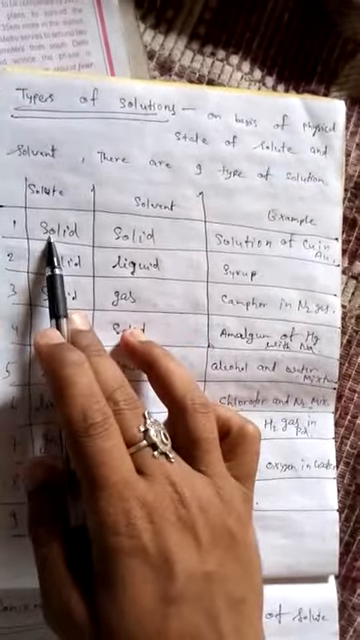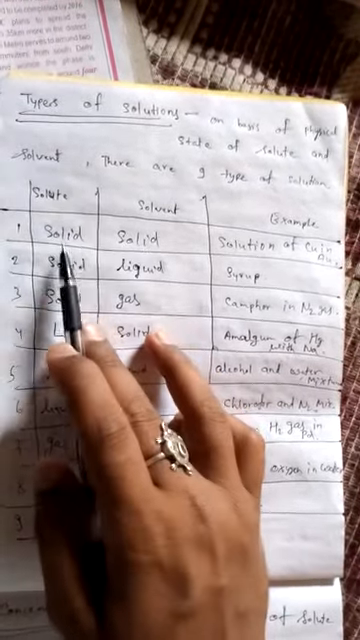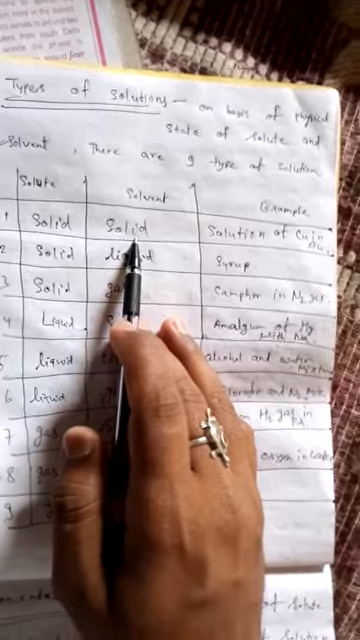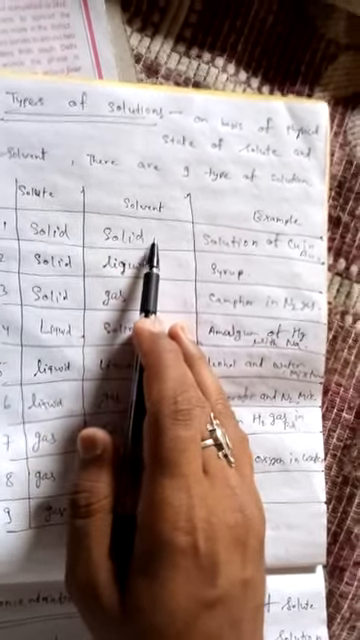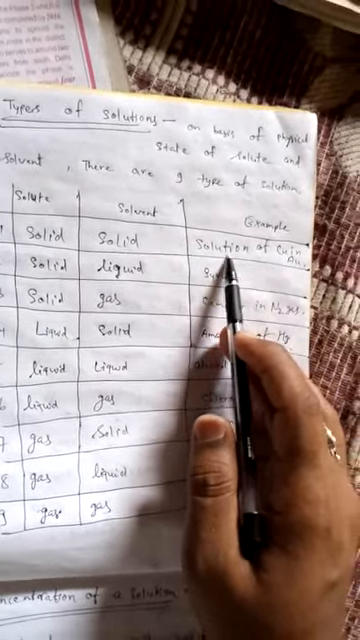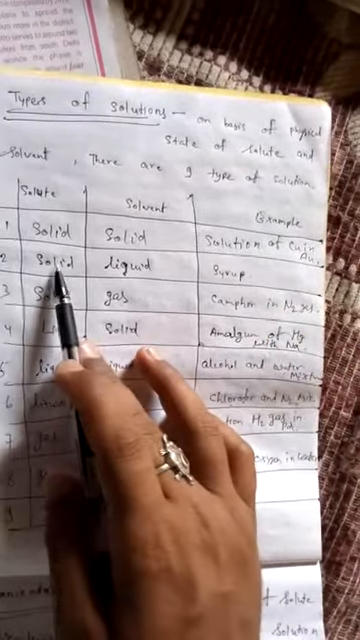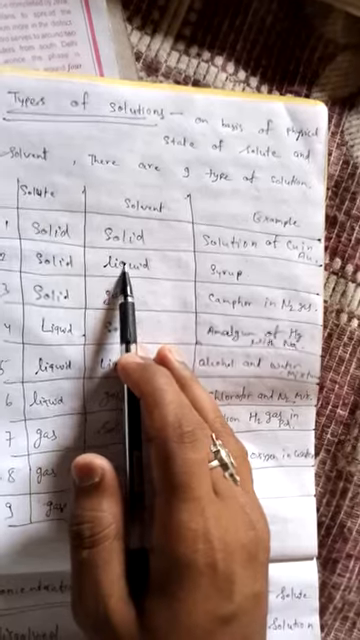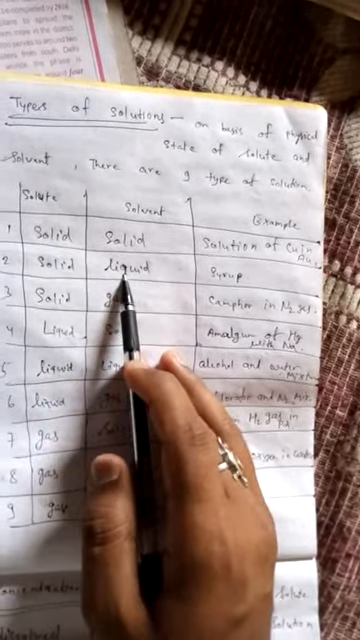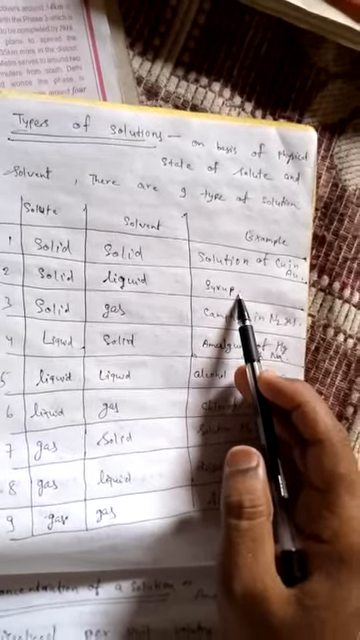First, when solute and solvent both are in solid phase, this type of solution is known as solid-solid solution. Example of this type of solution is solution of copper in gold. Second, when solute is solid and solvent is liquid, that is when solid is dissolved in liquid. Example of this type of solution is syrup.